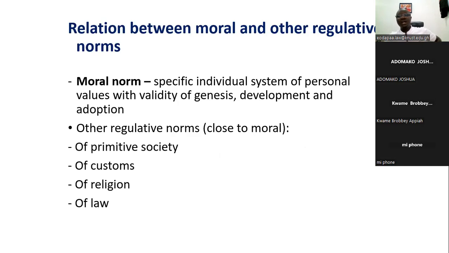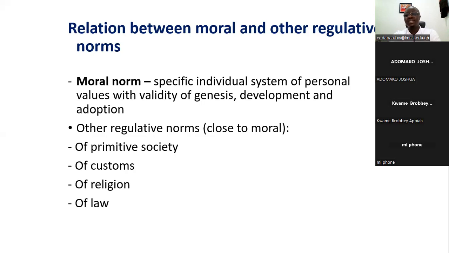So we also have the relationship between the moral and other regulatory norms. Of course, for moral norms, we are talking about a specific individual system of personal values, with validity, genesis, development, and adoption. So we all have values, okay? There are certain things you think are good or bad. Those are your system of personal values.